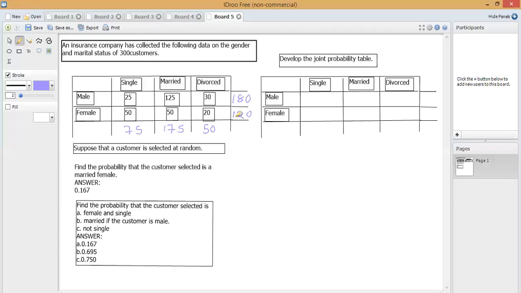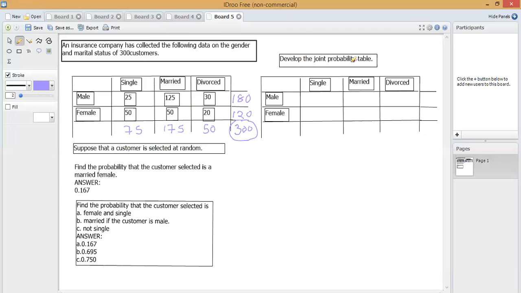When you add this to this, you get 300. The same applies when you add 75 to 175 to 50, you get 300. So this 300 is the sum of all the customers under the insurance policy. Hope you understand. Now, the first question is, suppose that a customer is selected at random.